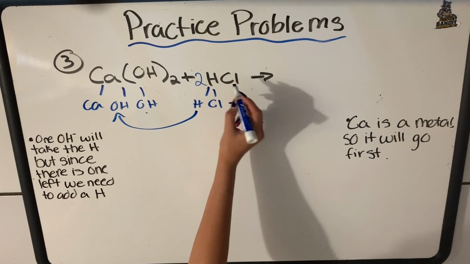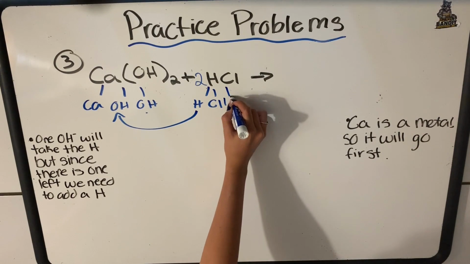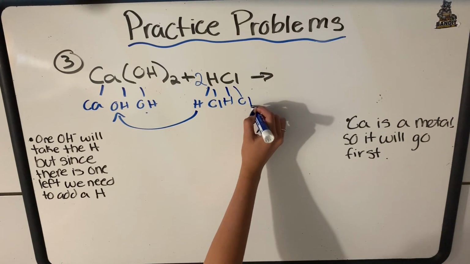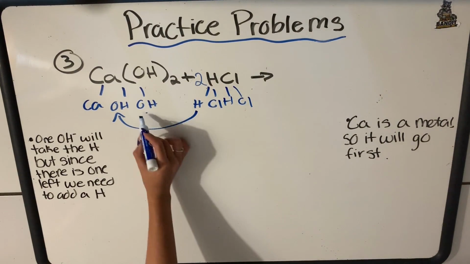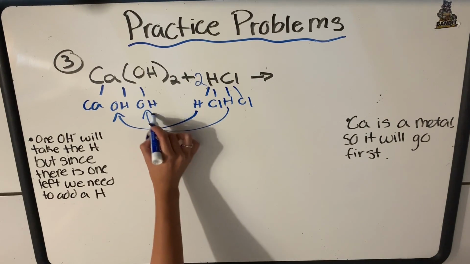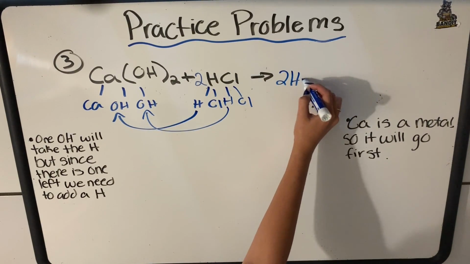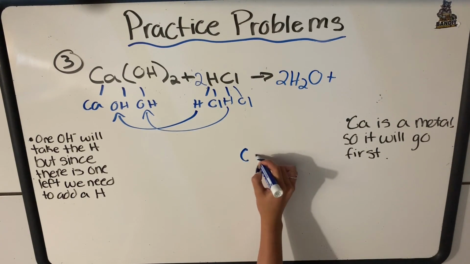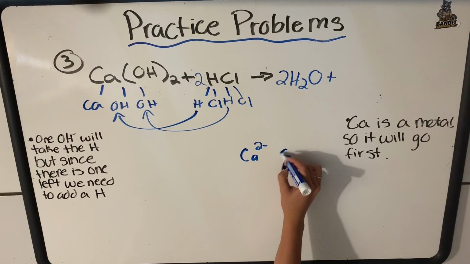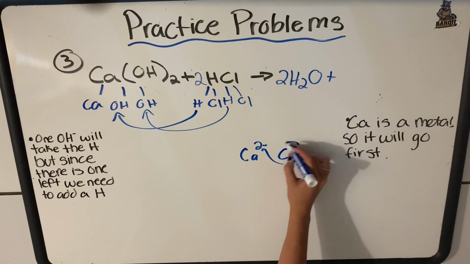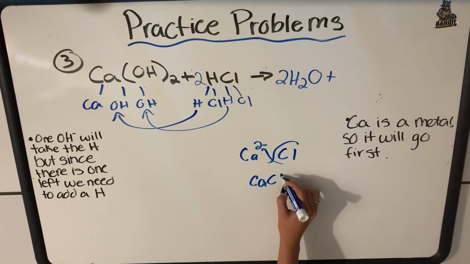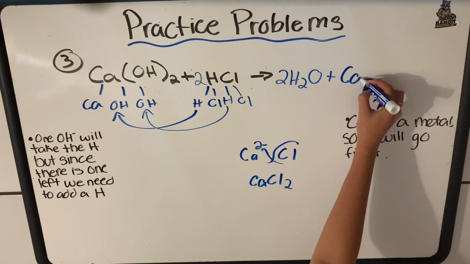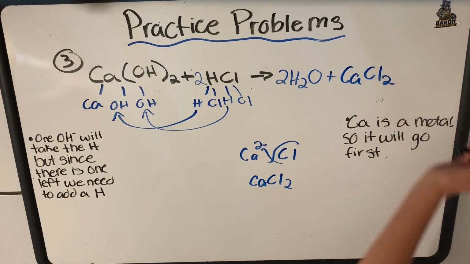Multiplying the compound by 2 will result in 2 hydrogens and 2 chlorides. Since both OHs have taken 2 hydrogens, it would create 2 H2Os, leaving Ca and 2 chlorides. According to the periodic table, calcium has a charge of 2+, so next we would have to do the whoop-whoop method, resulting in CaCl2. And remember, Ca is a metal, which is why it goes first.